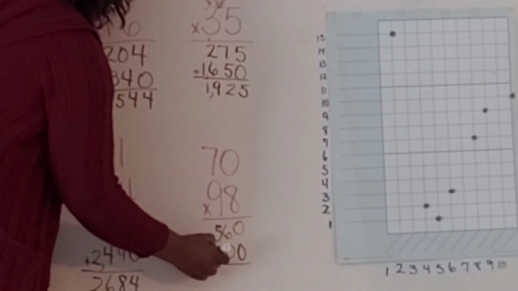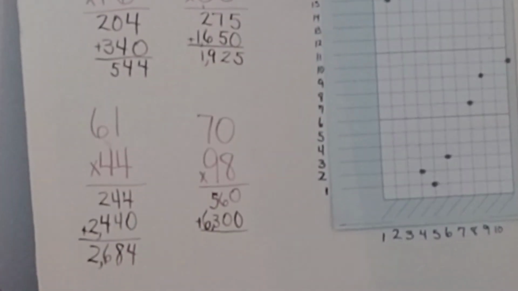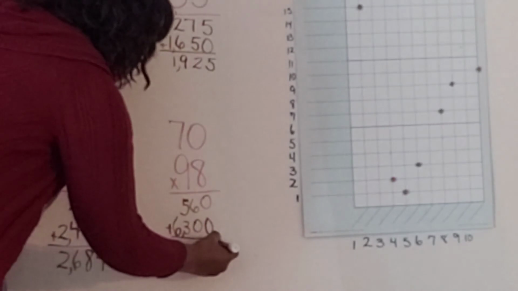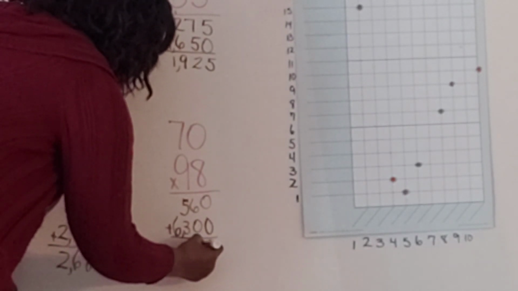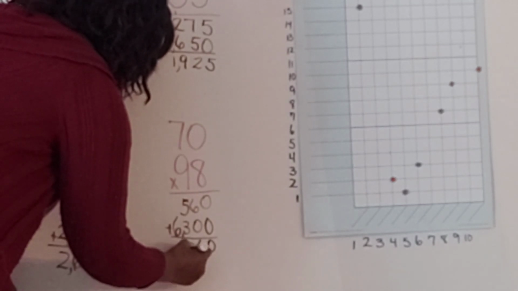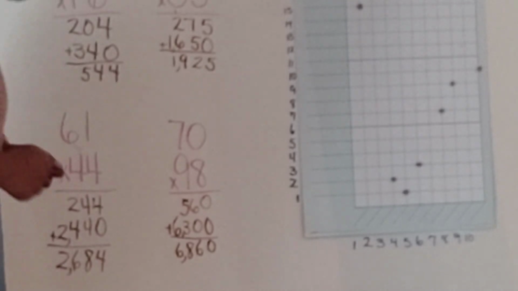And then we're simply going to add my partial products. Add my partial products together to get my final product. 0 plus 0, 6 plus 0, 5 plus 3, and 0 plus 6. That's it. That's all there is to it, third grade.